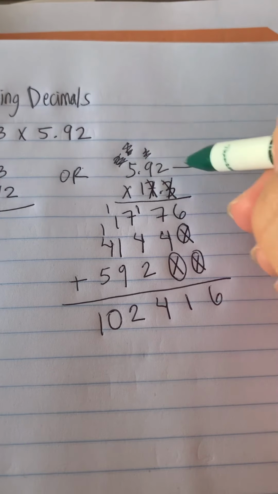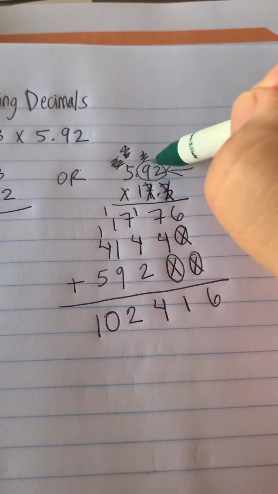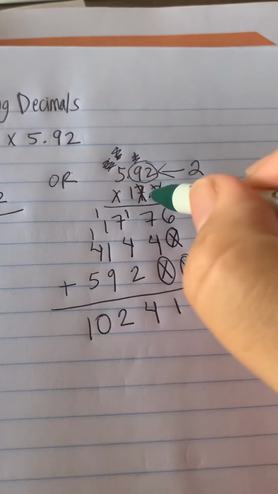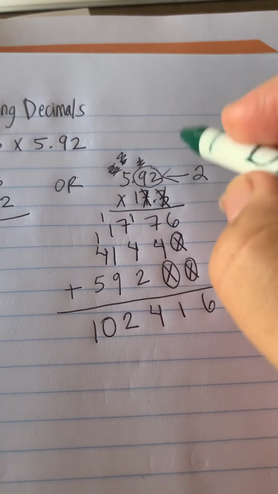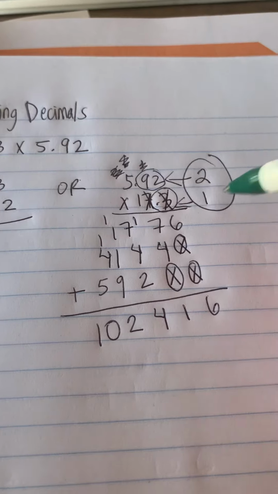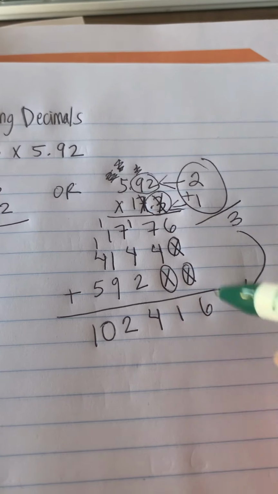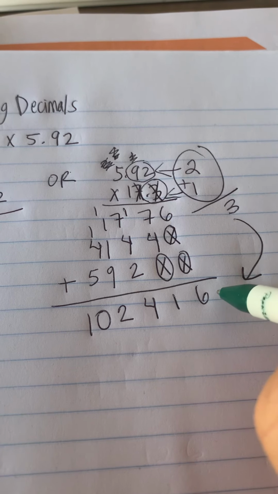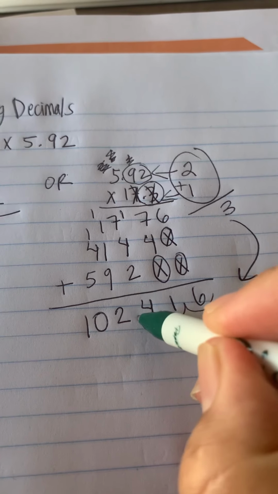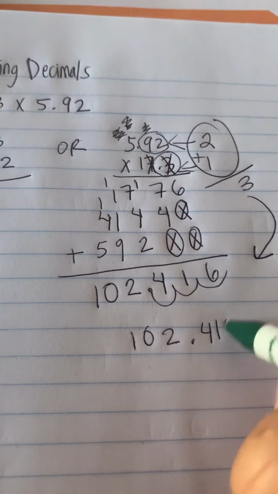So in the very beginning, for 5.92, I had two numbers after the decimal. And then with 17.3, I had one number after the decimal. So you add that up, that's 3, right? That means our decimal is going to be 3 spaces over from the right. 1, 2, 3. And this is my answer, 102.416.